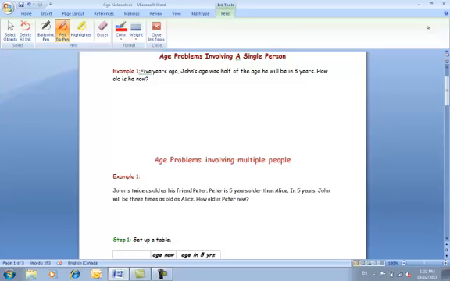Today, actually, we're going to look at some age problems involving a single person and multiple people. It's done the same way as we've done the coin problems and the motion problems. We just have to set it up correctly. Now, you just finished doing consecutive numbers as well as translating the math words into phrases. So we're going to do the same thing.